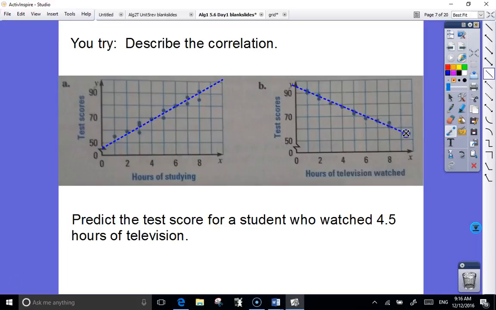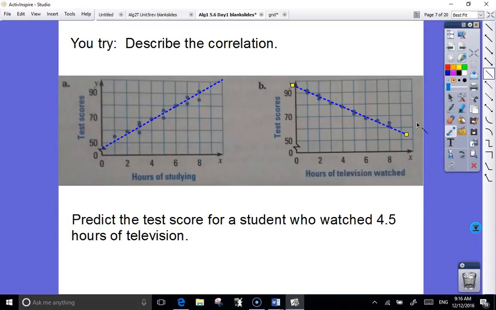Moved on the last second, something like that. Okay. So it looks like there's a correlation. What kind of correlation? For the one on the left, letter A, was it positive or negative? It's positive because the line goes up. And the second one, negative, so the line goes down.